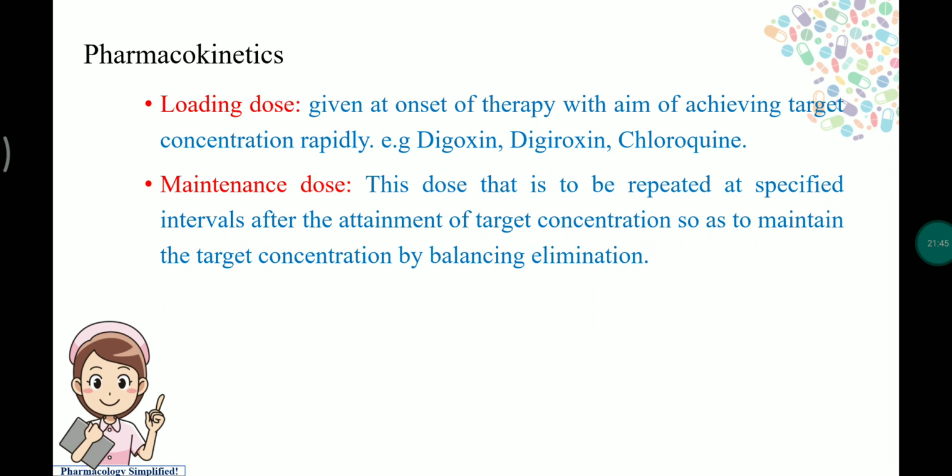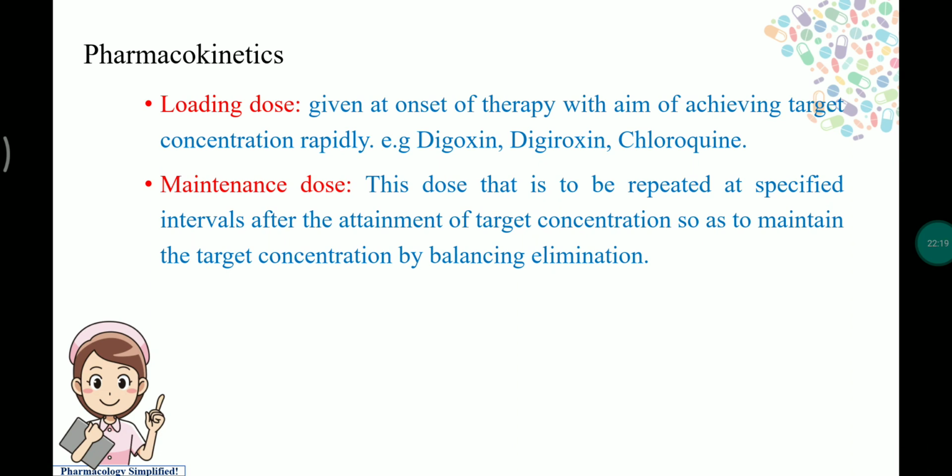Coming to loading dose. Loading dose is the dose given at onset of therapy with the aim of achieving a target concentration rapidly. That is called the loading dose. Maintenance dose is the dose that is repeated at specified intervals after attainment of the target concentration, so as to maintain the concentration by balancing elimination. That is called the maintenance dose.